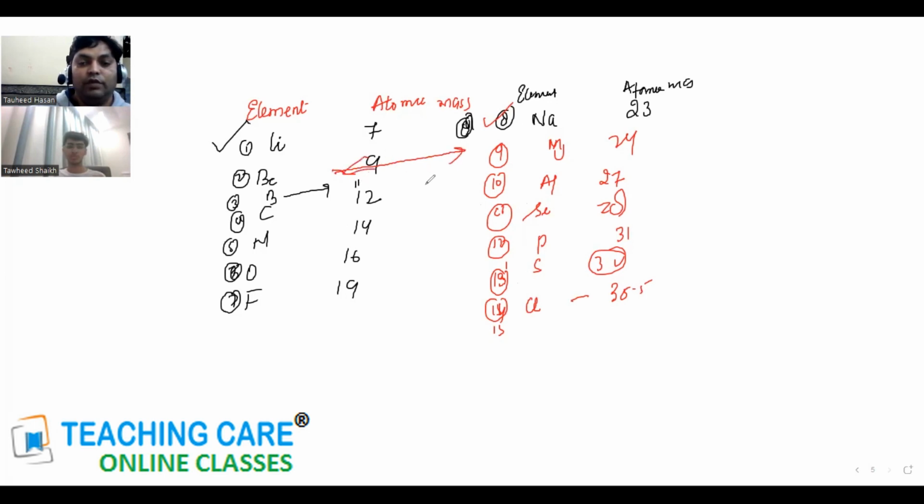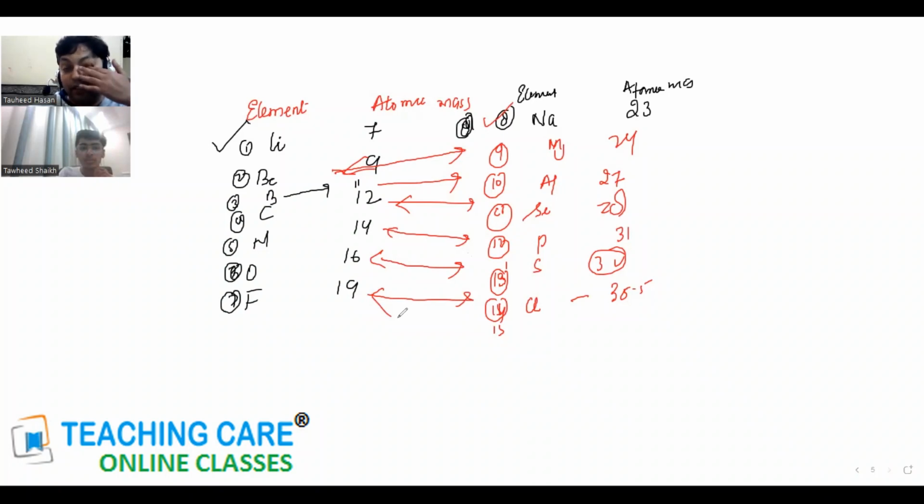Now every eighth element: beryllium has similar properties to magnesium. Boron has similar properties to aluminum. Carbon is similar to silicon. Nitrogen has similar properties to phosphorus. Oxygen has similar properties to sulfur, and fluorine has similar properties to chlorine. Every eighth element is a repetition of the first element.